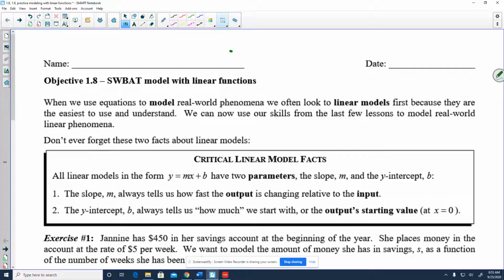Alright, so when we use equations to model real-world phenomena, we often look at linear models first because they are the easiest to use and understand. We can now use our skills from the last few lessons to model real-world linear phenomena.